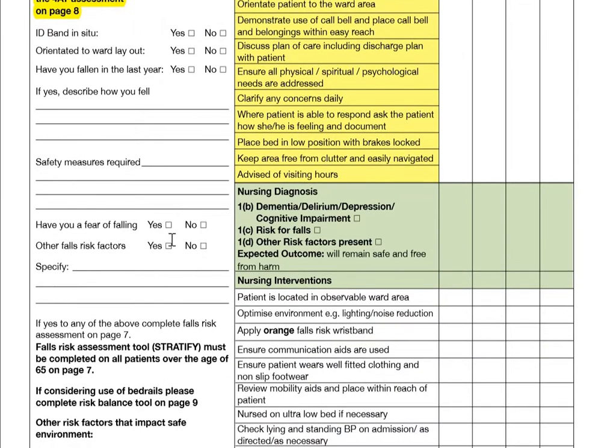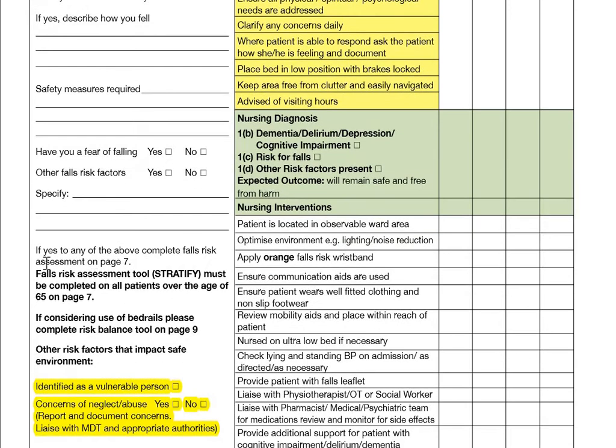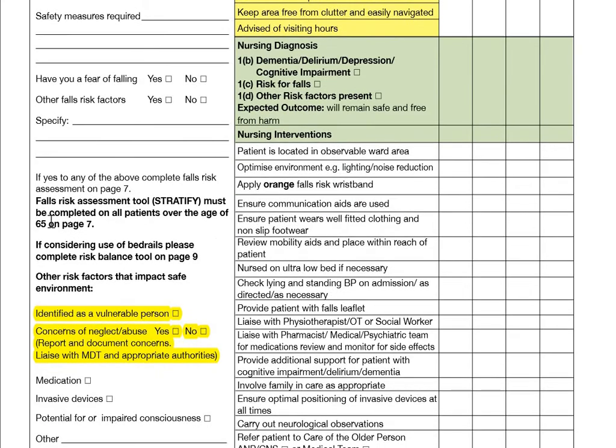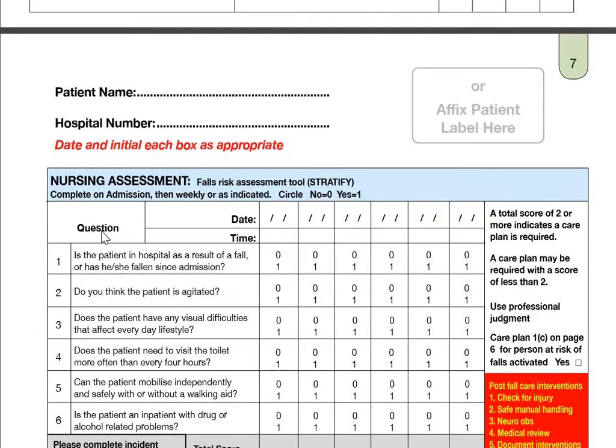Has the patient a fear of falling? Yes or no. Any other risk factors that might increase the patient's risk of falling? Yes or no. And you can specify there. If yes to any of the above, complete the falls risk assessment on page 7. Also, the falls risk assessment tool, Stratify, must be completed on all patients over the age of 65 on page 7. Okay, so I'm going to scroll down to page 7.